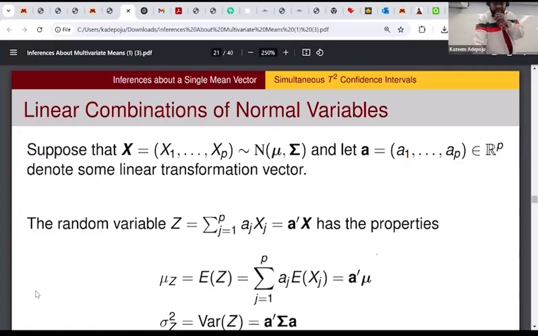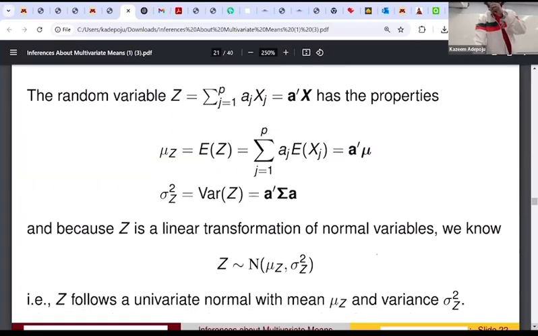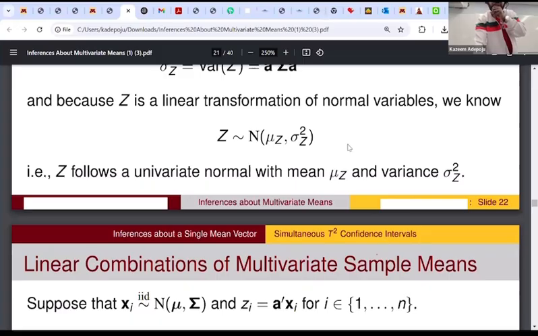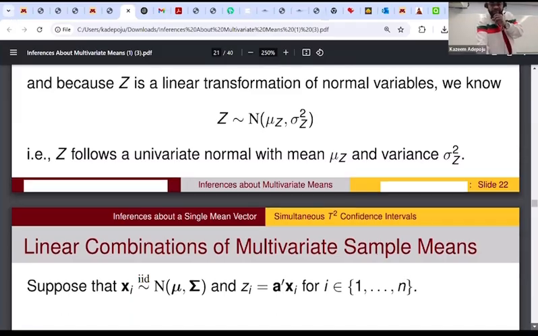Now you have the understanding of what the mean is and what the variance is, so I can boastfully tell the world that the linear combination, the random variable z, follows normal distribution with a mean of mu z and variance sigma squared z. So I just wanted you to take note of that.